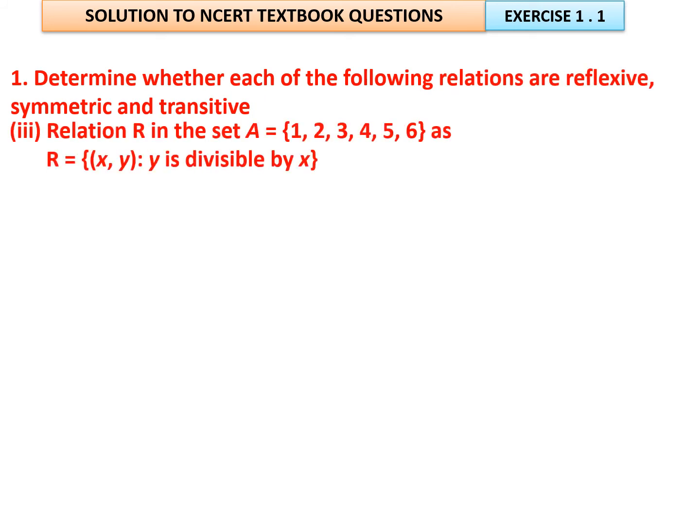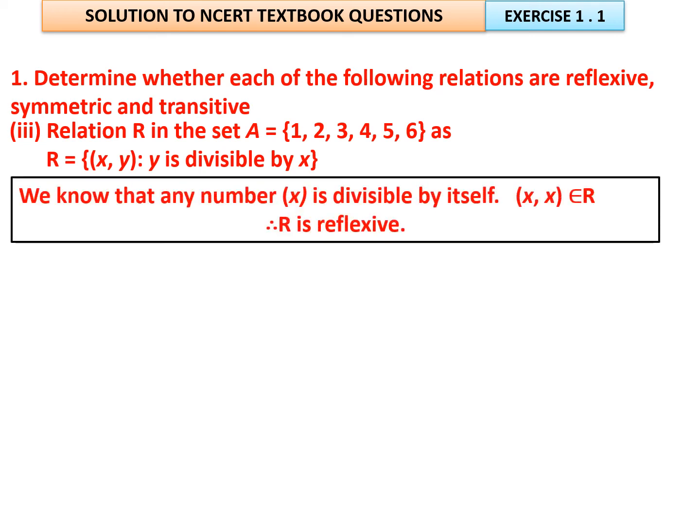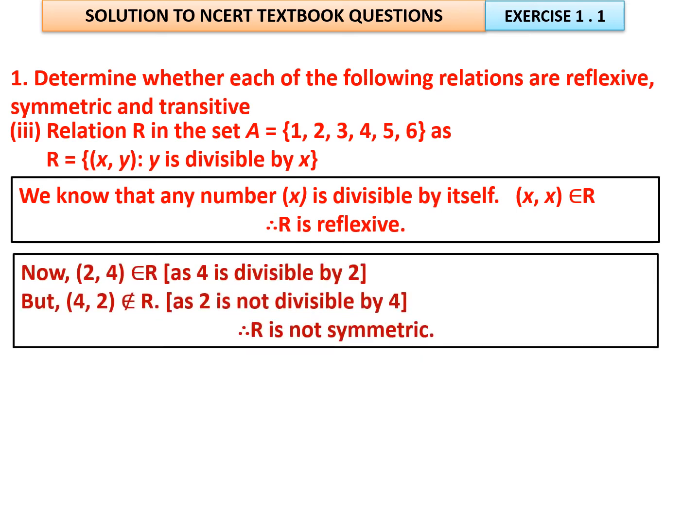Be careful. Go to the next, subdivision 3. Again, elements 1 to 6 are given, and y is divisible by x. You should be very careful here. Please read the question carefully. Y is divisible by x, or x is divisible by y; x is a multiple of y, or y is a multiple of x. You should be very careful with the wording. Well, we know that any number x is divisible by itself, therefore the relation is reflexive. You take 2, 4. 4 is divisible by 2, but for 4, 2, the 2 is not divisible by 4, therefore it is not symmetric.